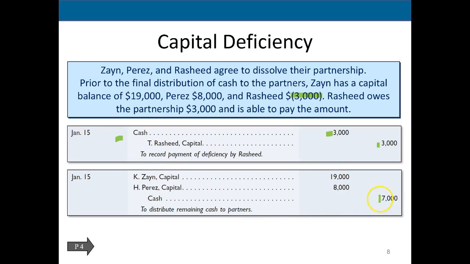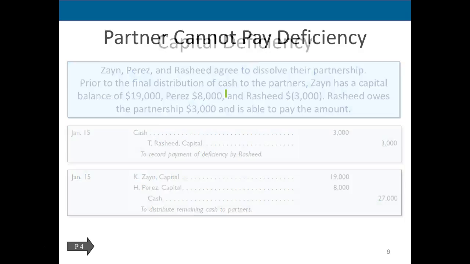Once that happens, then we can pay the remaining partners in accordance to their capital accounts. So then we're going to pay off the remaining cash. That's just what's on the books after this transaction. So it's on the books at 24. We're going to credit it, make it go to 0. And what's on the books for these capital accounts on the trial balance is 19 and 8. And we can just pay those off respectively, making the entire trial balance go to 0.